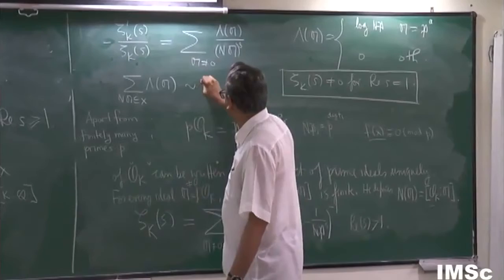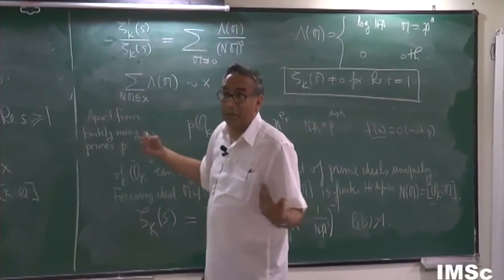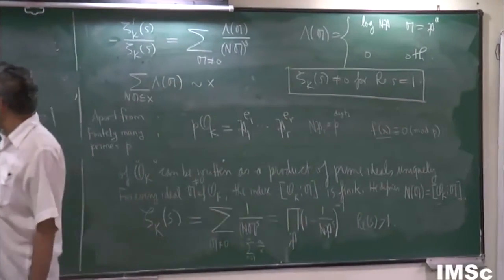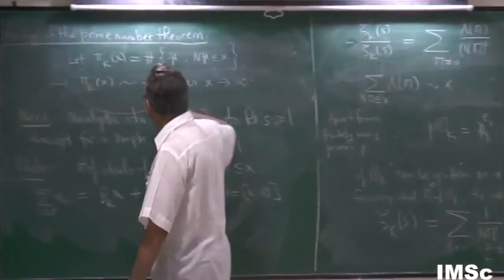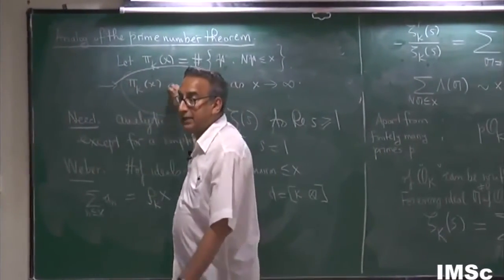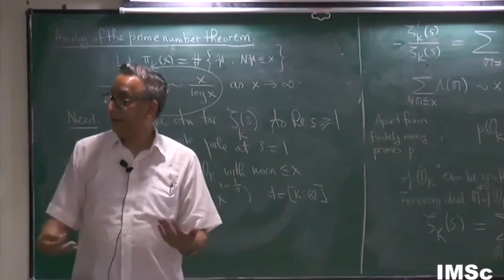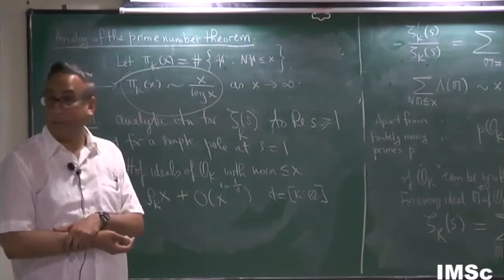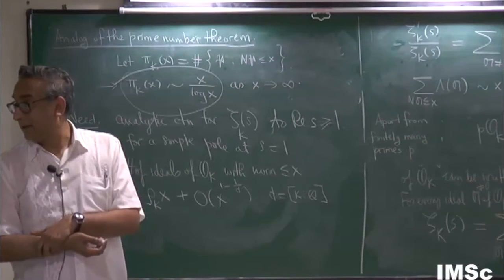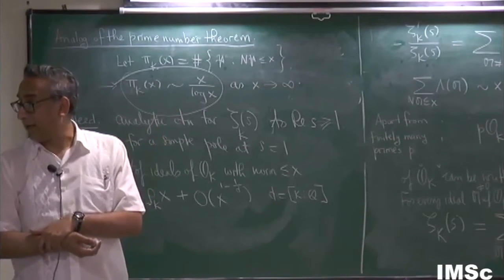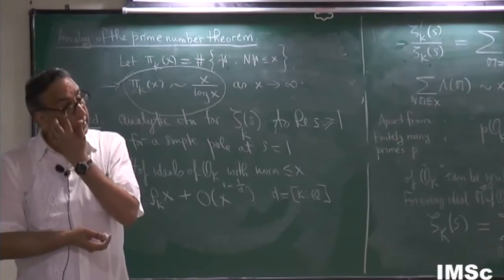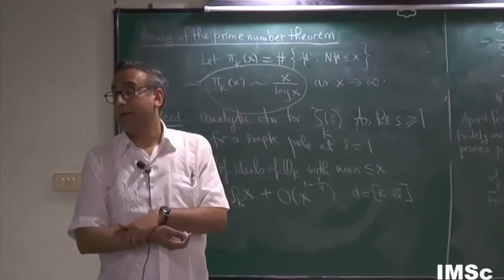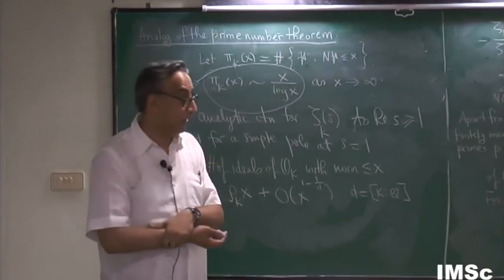Therefore, this is asymptotic to x by the Tauberian theorem. And therefore, you can do your partial summation business and get this. And then you've solved the problem of counting solutions of a polynomial congruence mod p using the theory of the Dedekind zeta function. As far as I know, there is no other way that you can do this.